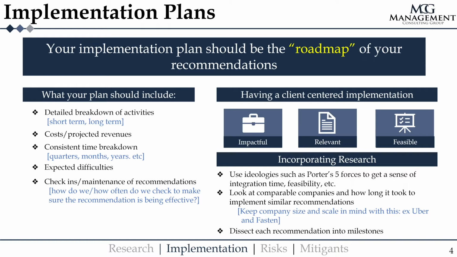So right at the bottom there, incorporating research. The biggest place to get information is really from competitors. So here it says the ideologies like Porter's 5 Forces. For those of you who don't know, Porter's 5 Forces is really focused around competition. The 5 parts of it are buyer power, supplier power, threat of new entrants, threat of substitutes, and just current competitors. You don't really need to worry about that as much. I would focus on just competitors as a whole.